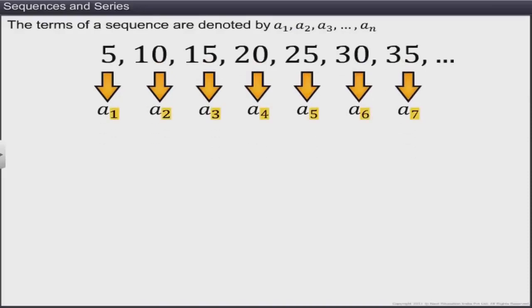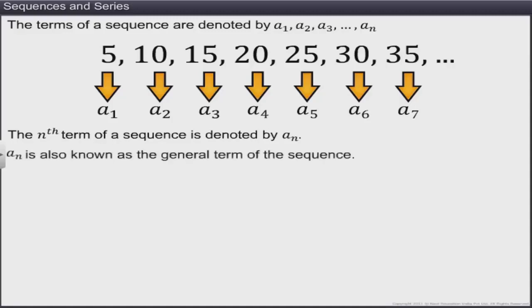Observe that the subscripts denote the position of the terms in a sequence. If we say the nth term of a sequence, it means that the term is at the nth position in the sequence. The nth term is denoted by A with subscript n. An is also known as the general term of the sequence. A sequence is finite or infinite, depending upon the number of terms in it.